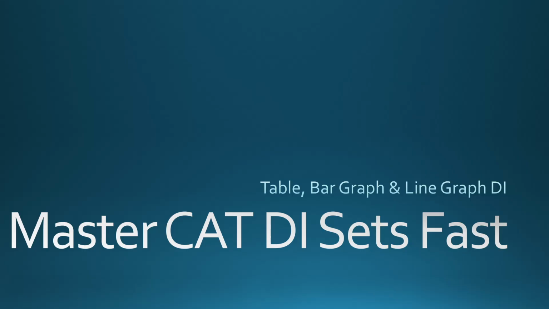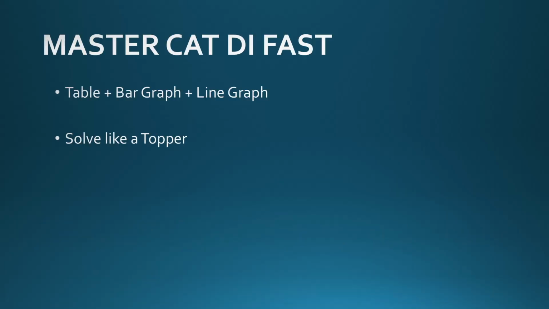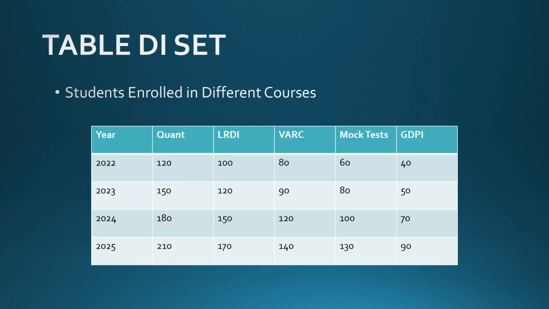Most CAT students struggle in DI because they try to calculate everything. But toppers focus on selection, approximation, and speed. In this video, we'll solve three different DI sets, each of five questions, using smart shortcuts. Let's begin. The three DI sets are one table set, another one a bar graph, and the third one is a line graph set. So let's look at the first set.